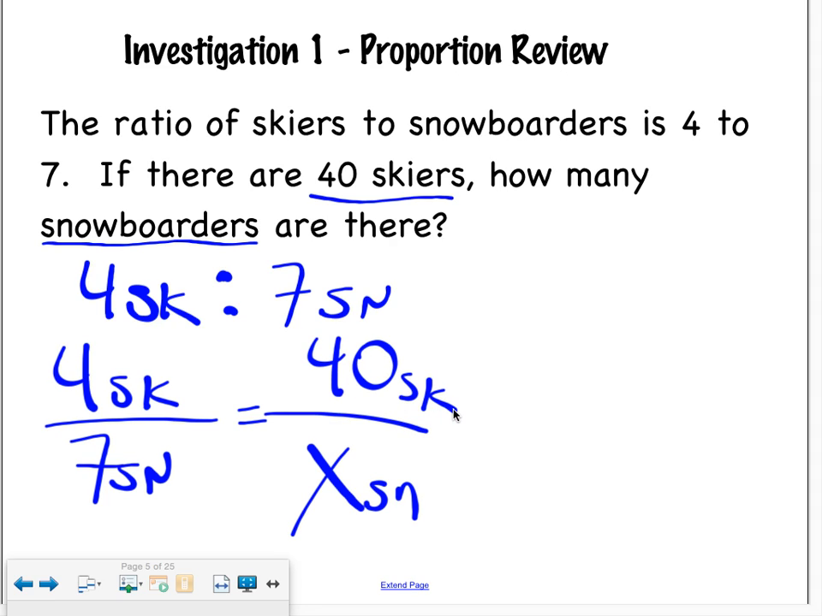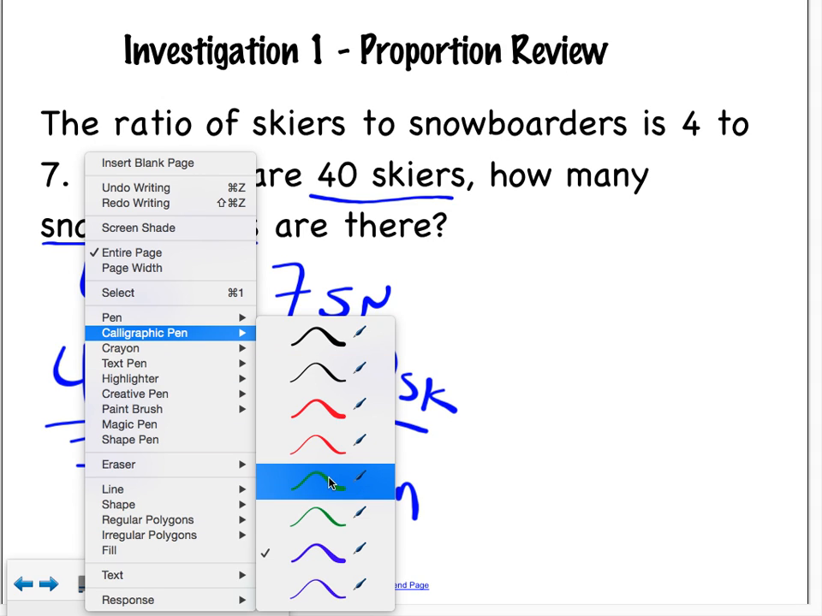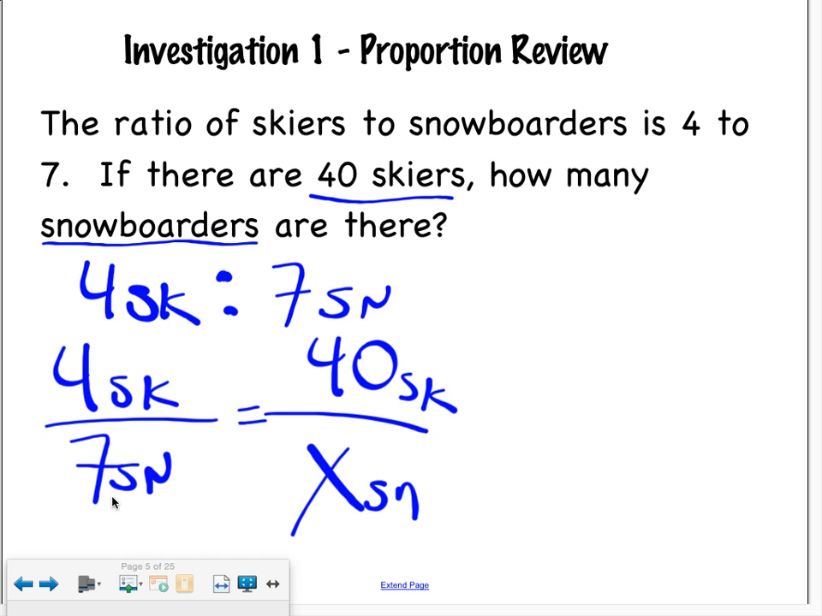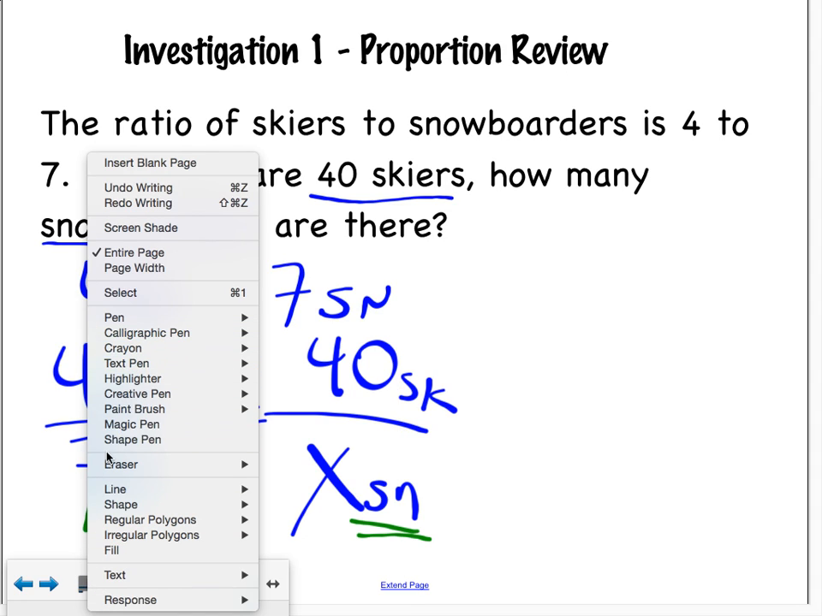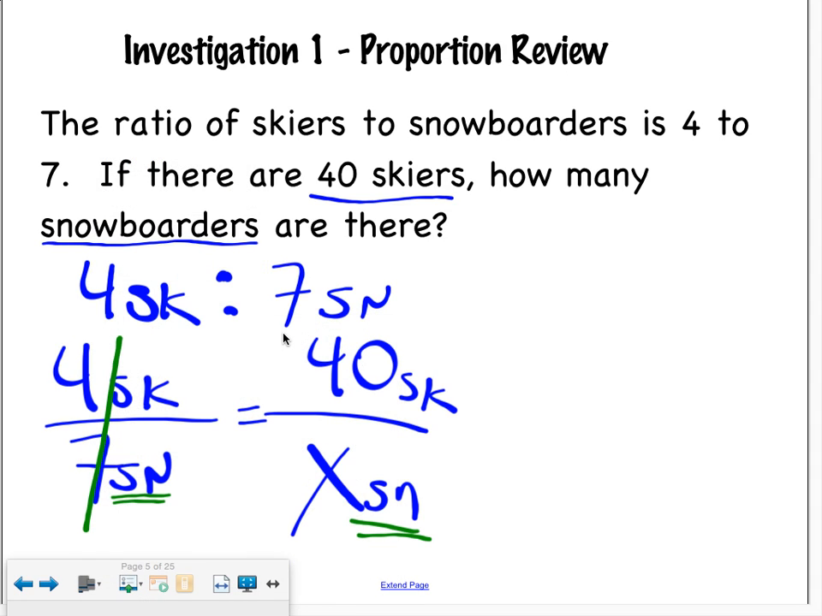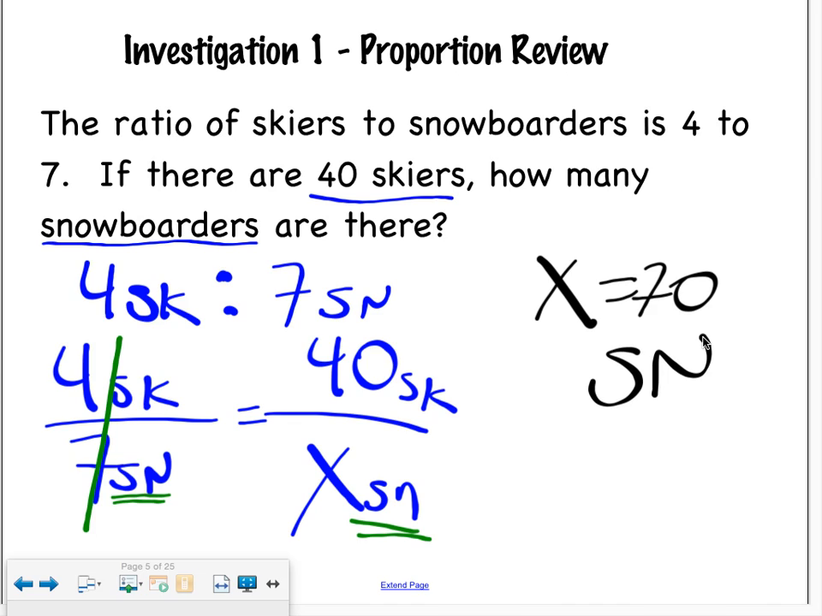The reason that I put X on the bottom is because it matches up with this: snowboarder here, snowboarder here. When you solve that, you get that X equals 70 snowboarders. You can see that we scale this by 10, so we can scale this by 10. We could also cross multiply if we want.